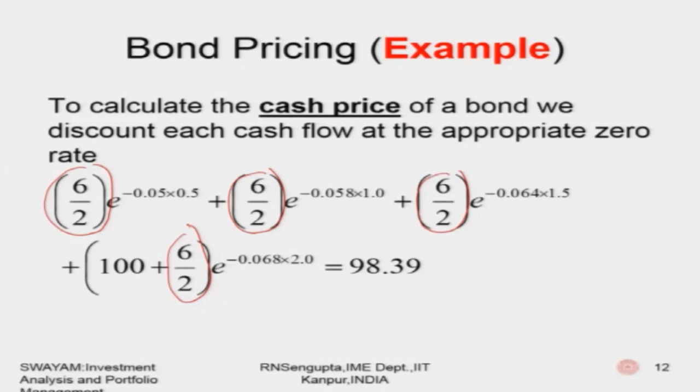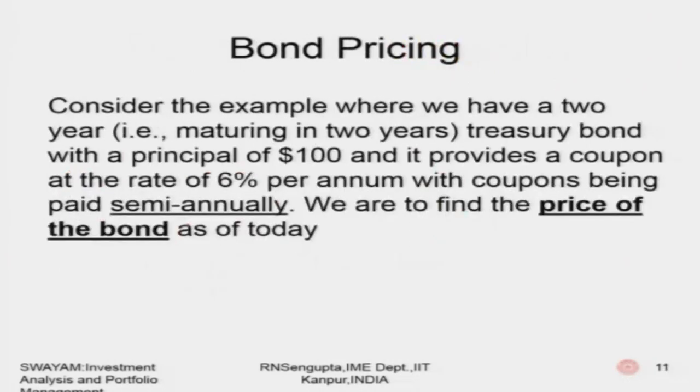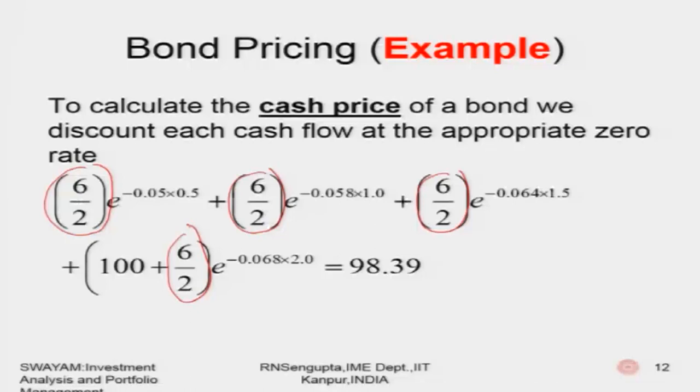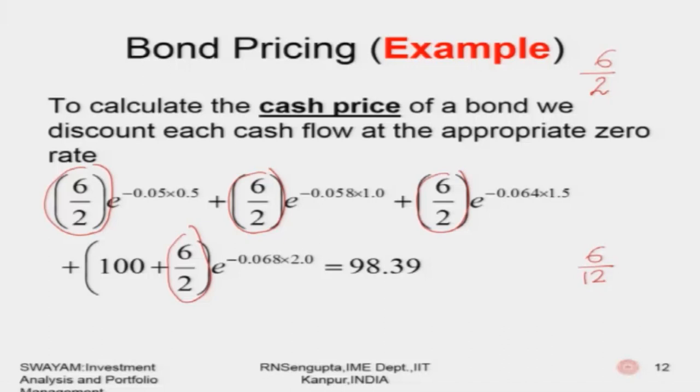If you remember, in the last slide it was mentioned that it is a rate of 6% per annum with coupons being paid semi-annually. If it is semi-annual, the value you get after each 6 months is 6/2. If it was, for example, monthly, it would have been 6/12. This is just for information. Let me erase this one because it does not come into our calculation.